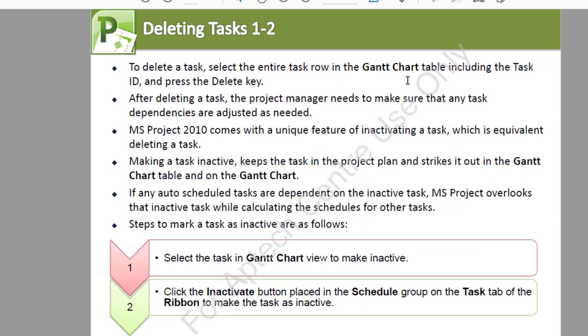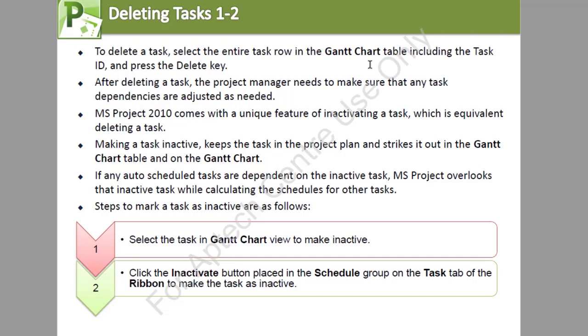Now, deleting of tasks. To delete tasks, you select the entire row in the Gantt chart table, including the task ID, and then you tap on the delete key. After deleting the task, the project manager needs to make sure that any task dependencies are adjusted as needed. Now, MS Project 2010 onwards comes with a unique feature of inactivating tasks, which is equivalent to deleting a task. Marking a task as inactive keeps the task in the project plan, but strikes it out within the Gantt chart table with a gray line. Okay, it becomes like it's grayed out.